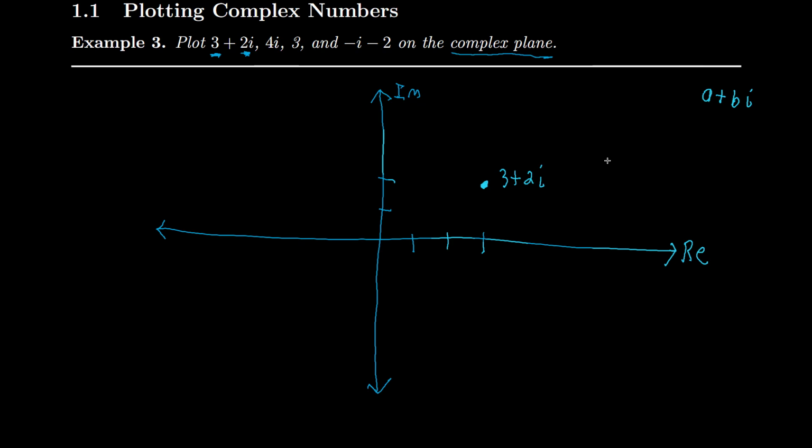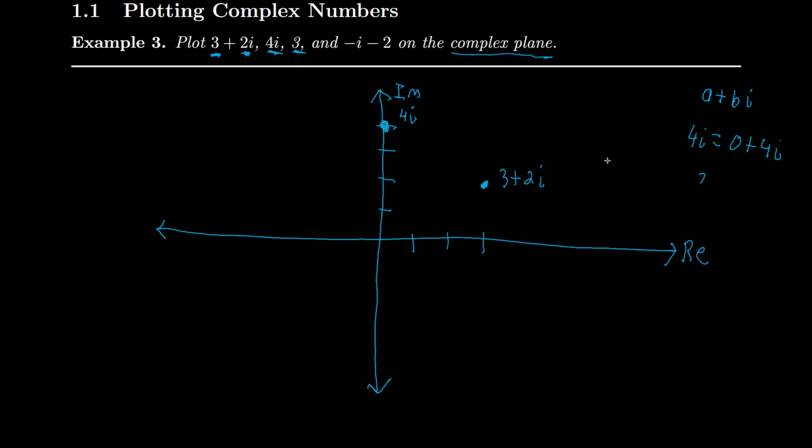All right? 4i. Remember, I'll write it over here on the right, that 4i, written in standard form, is just 0 plus 4i. So we plot the point 0, 4, basically. So 0, 1, 2, 3, 4, right here. This is the point 4i.